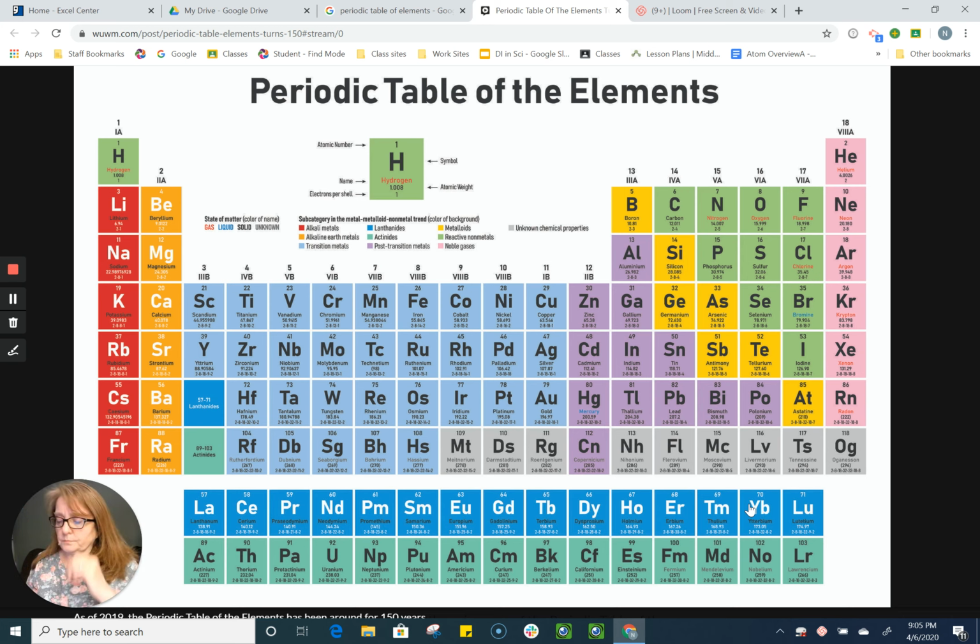So we're going to eventually get to the point where I want you to be able to look at one of these boxes, and from the numbers, figure out some information about individual atoms. And then hopefully you'll understand why these atoms may pair up with another atom and form a molecule or a compound.